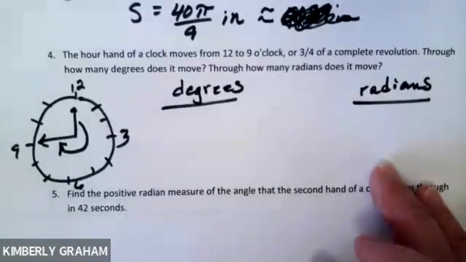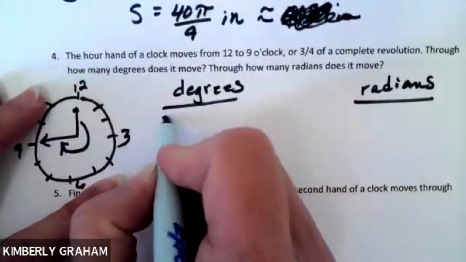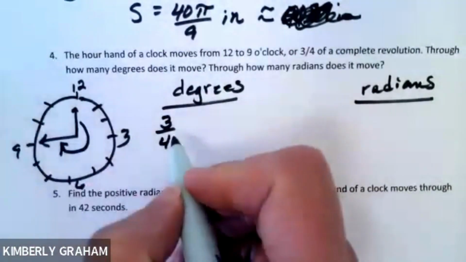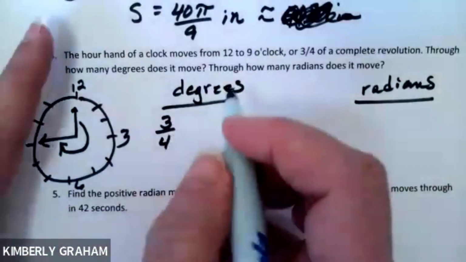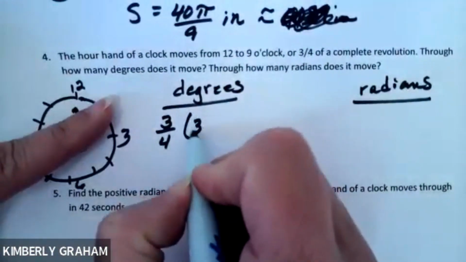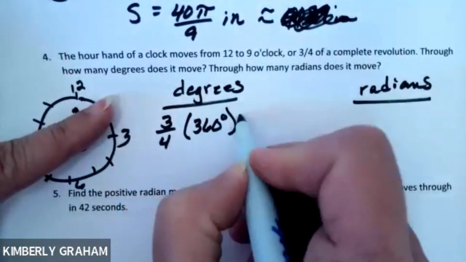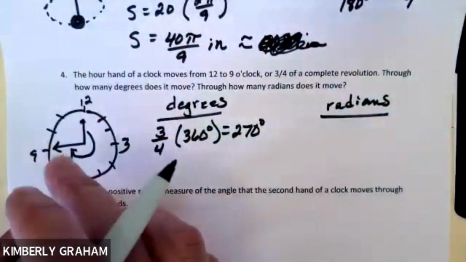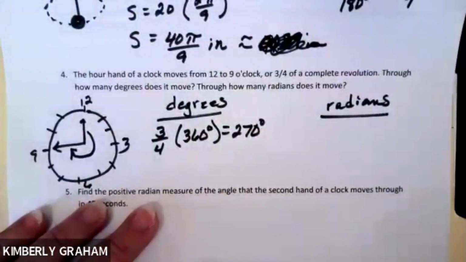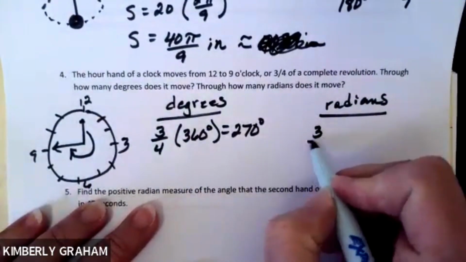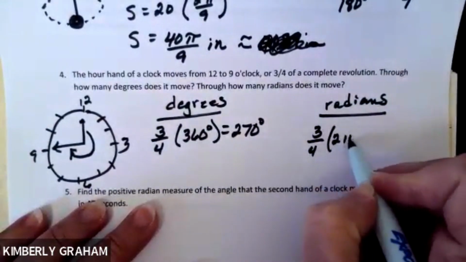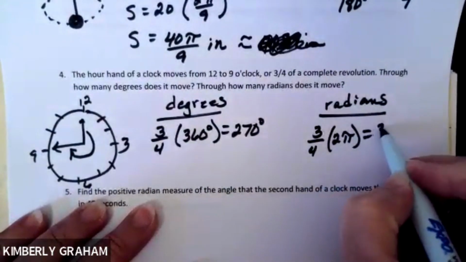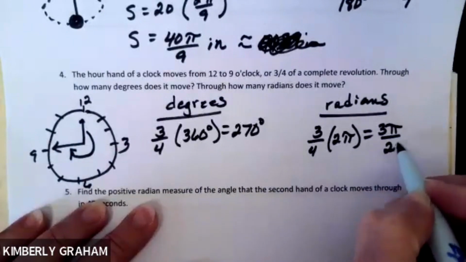And I'm told that I have 3/4 of a revolution. Well, when I'm in degrees, I know that all the way around the circle is 360 degrees. I have 3/4 of that. So 3/4 of 360 is going to be 270 degrees. If I'm in radians, I know that all the way around this circle or this clock is 2 pi radians. So I have 3/4 of that. So 3/4 of 2 pi is going to give me 3 pi over 2.